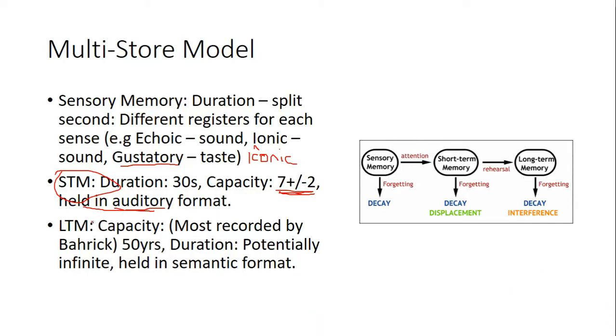Long-term memory. The capacity is 50 years. It can be more. It's definitely at least that in some cases. That's recorded by Bartlett, who used pictures of former classmates and basically found that people could still recognise some classmates after 50 years. So clearly, it's long.